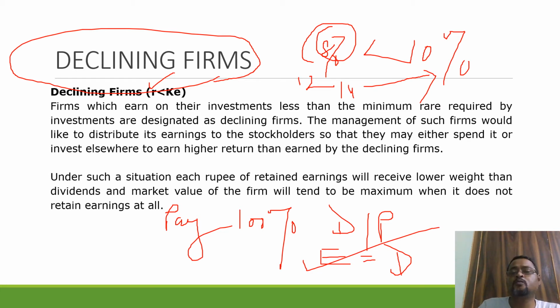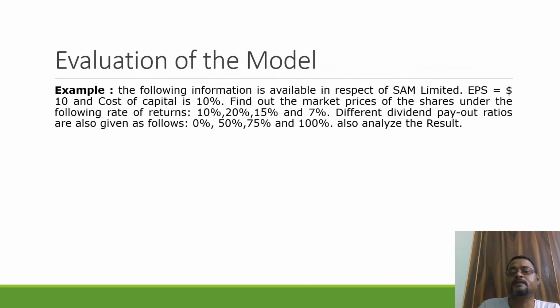So let's prove all this with the help of an appropriate example, taking different R's, same E, different D's. For example, suppose the EPS of the firm is $10, and cost of equity remains constant at 10%. We need to find out the market prices under the following rates of return: 10, which is equal to the cost of equity, 20, which is higher, 15, which is higher, 7, which is lower. For dividend payout ratio, you can take 0, 50, 75 and 100. So we have to analyze the result for growing firms, normal firms and declining firms.